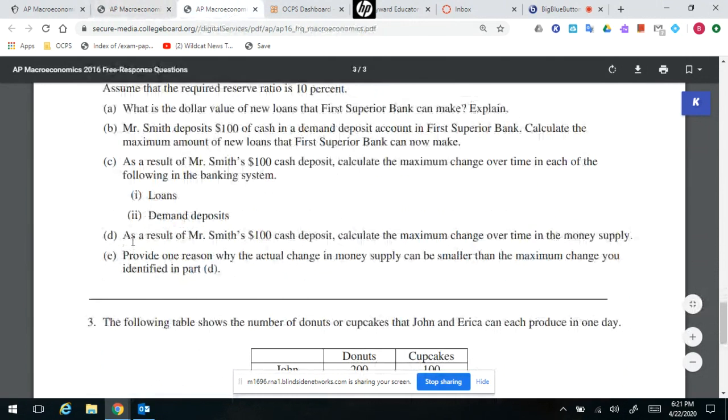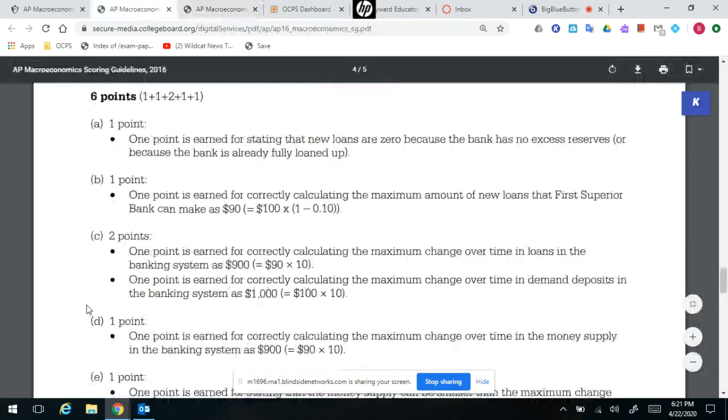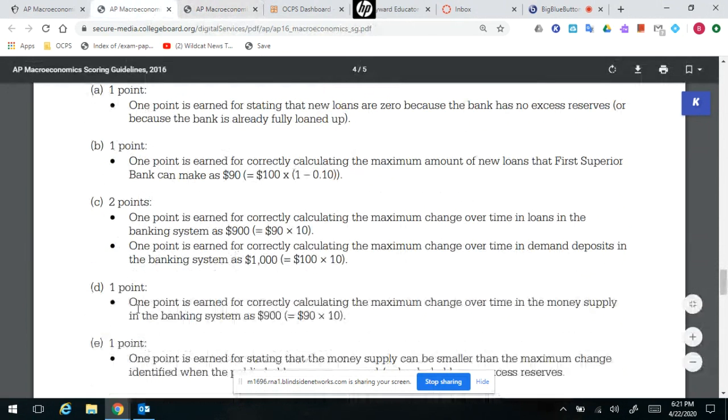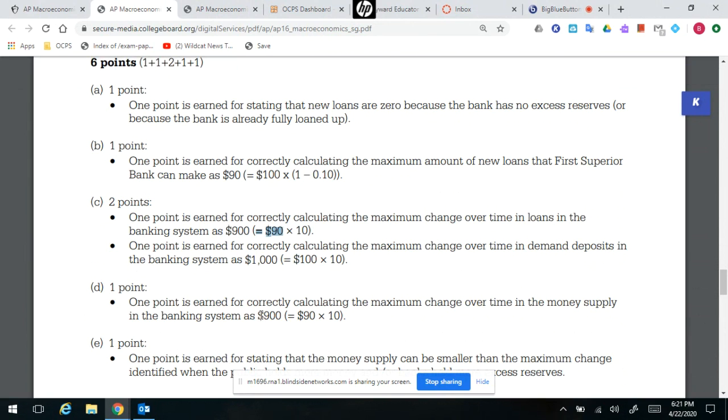Part D, as a result of Mr. Smith's $100 cash deposit, calculate the maximum change over time in the money supply. So the money supply and max new money created is the same formula as the excess reserves times 1 over the reserve requirement. It is the same exact thing. When loans are issued, money is created. It's going to be the same exact number here. It's going to be that 900.